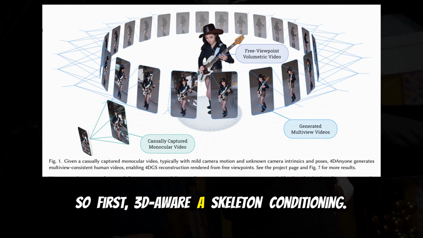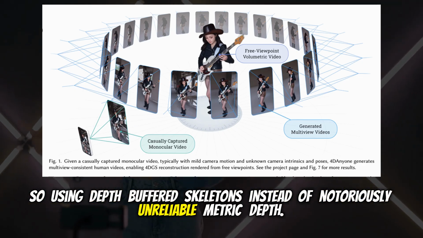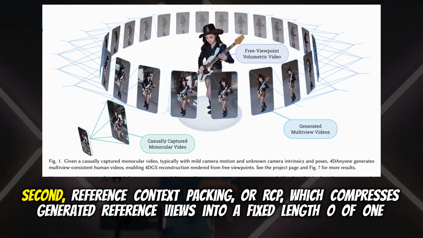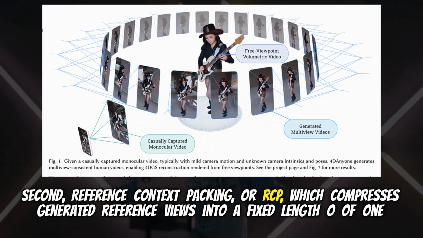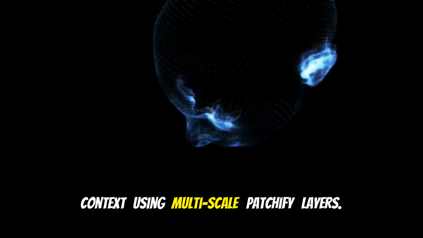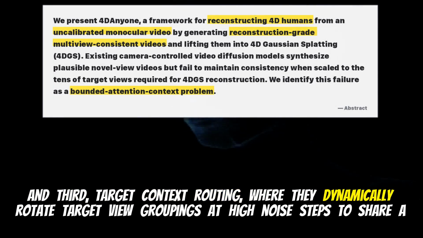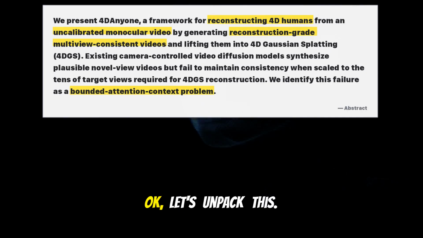So first, 3D-aware skeleton conditioning, so using depth-buffered skeletons instead of notoriously unreliable dense metric depth. Second, reference context packing, or RCP, which compresses generated reference views into a fixed length O of one context using multiscale patchify layers. And third, target context routing, where they dynamically rotate target view groupings at high noise steps to share global structure. Okay, let's unpack this.